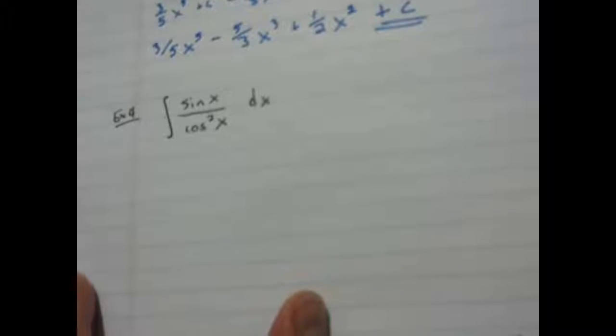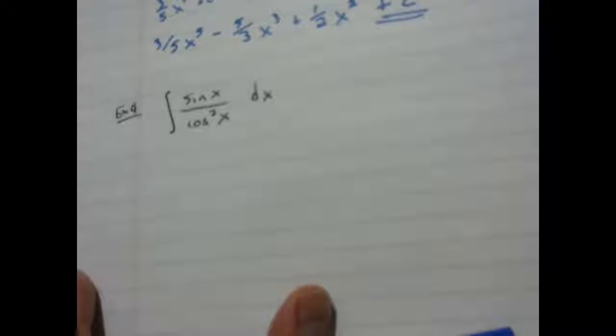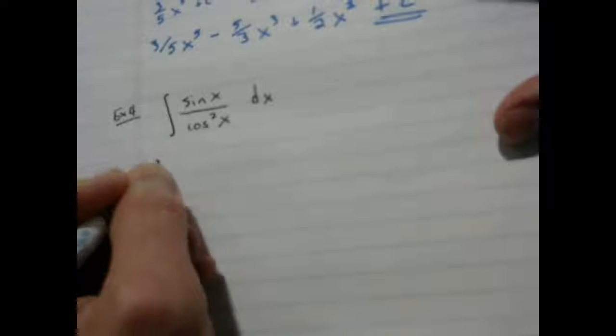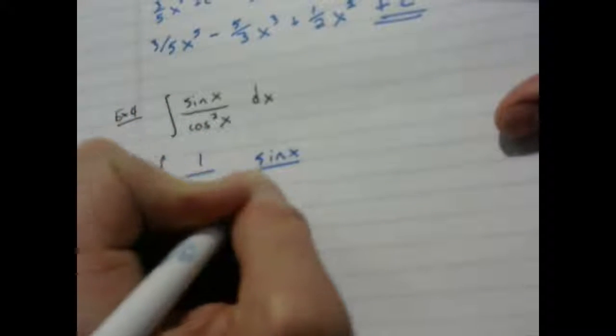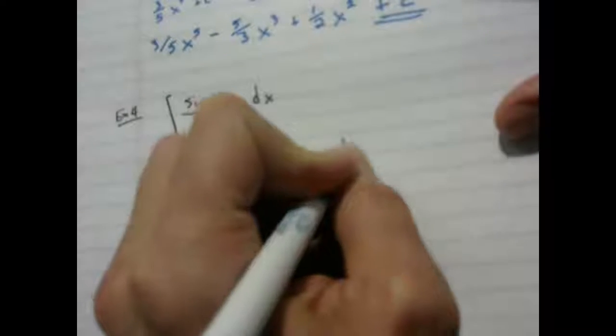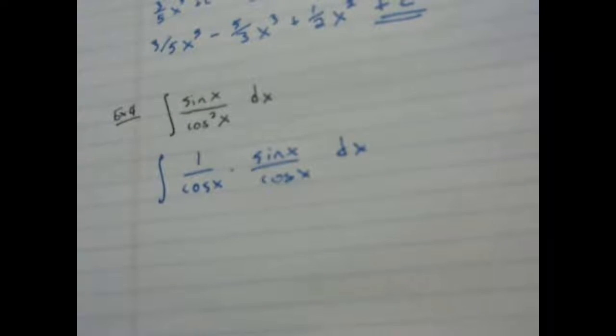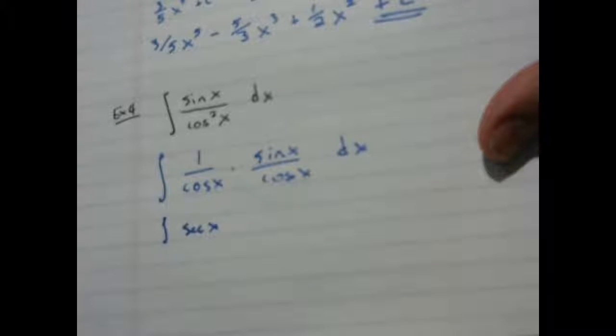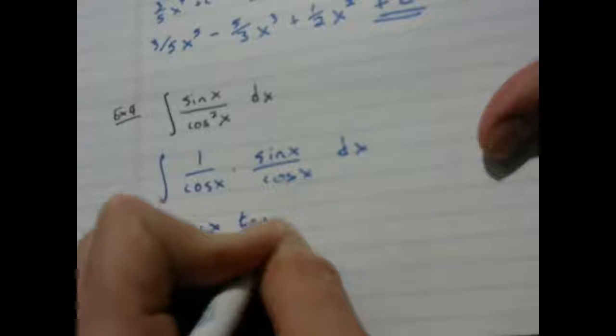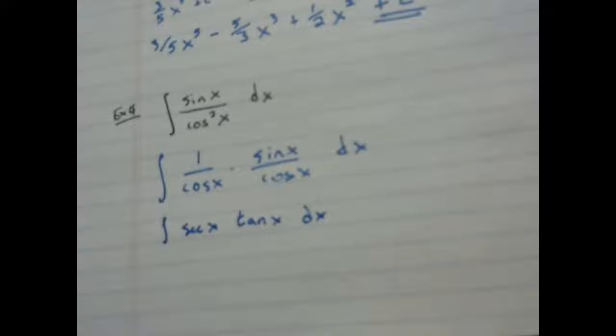All right, and here is, I believe, your last and final example on antiderivatives. So this is the integral of sine x over cosine squared x dx. All right, so what we're going to do first is make this a little bit easier and say this is 1 over cosine x times sine x over cosine x, and let's just say that's dx. So from here, I can rewrite this as the integral of 1 over cosine, which is really just secant x, and sine over cosine is just tangent x. So I can say this is secant x tan x dx.